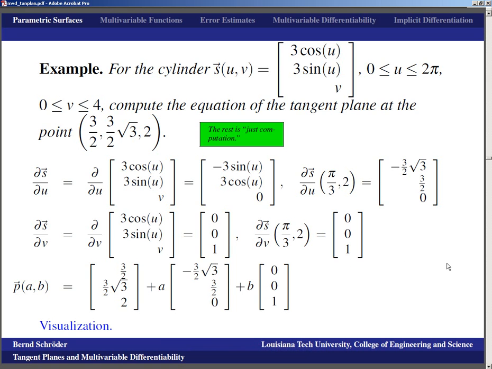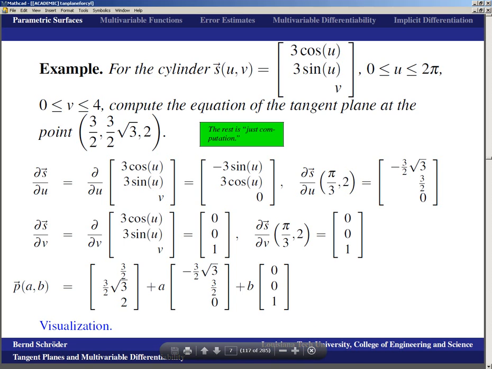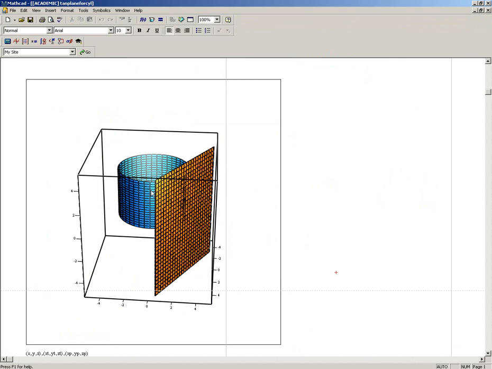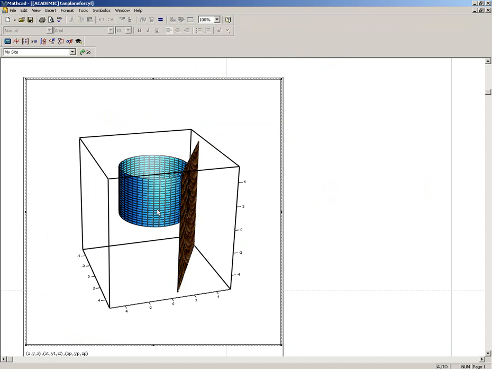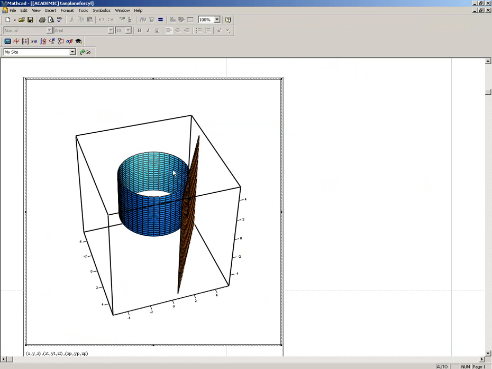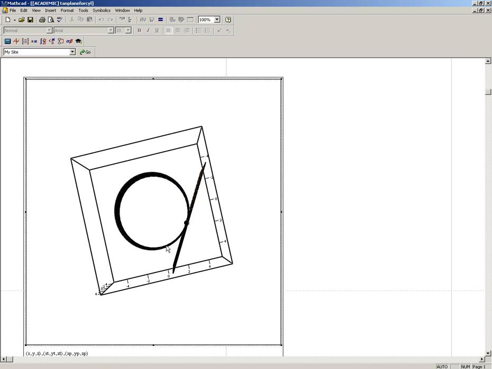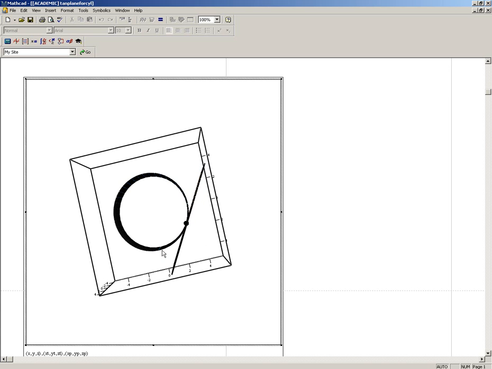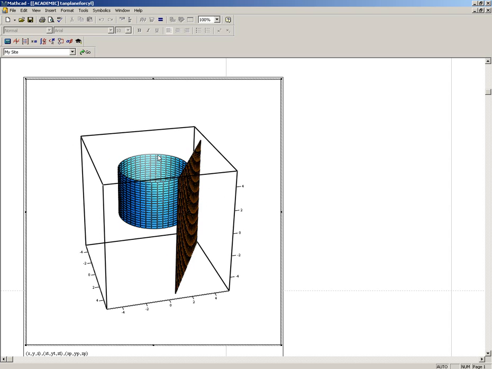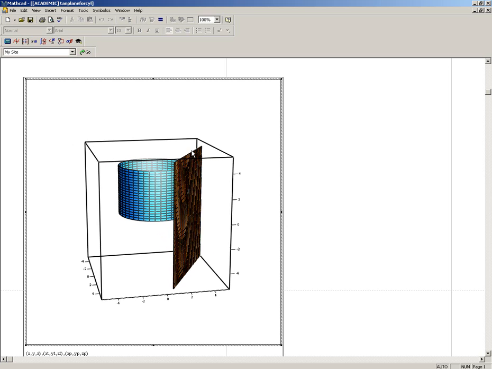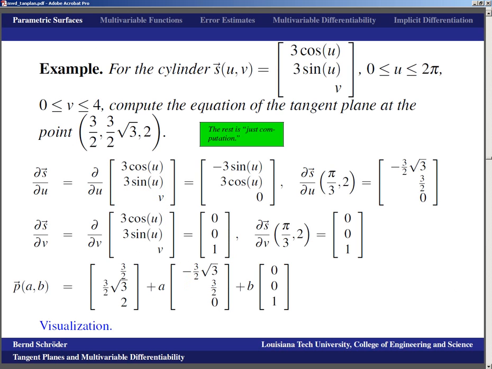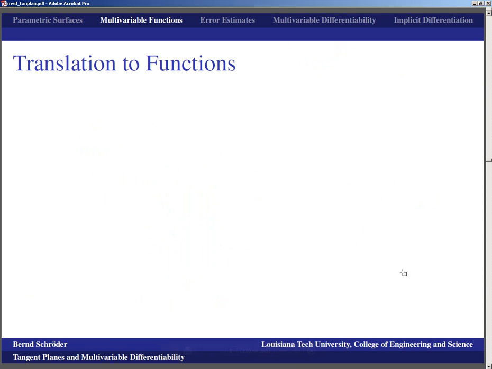If we now want to visualize what that looks like, well, we would just put that into a computer algebra system, and that's what I have done here in MathCAD. The blue part is the cylinder, the orange part is the plane, and we can really see that this plane acts very tangential to the cylinder. If we look at it from all these possible directions, we really see that the plane is tangential to that cylinder. It fits that cylinder in a very nice and smooth fashion. And that's what a tangent plane is supposed to do, right? Okay, so, well, we move on.